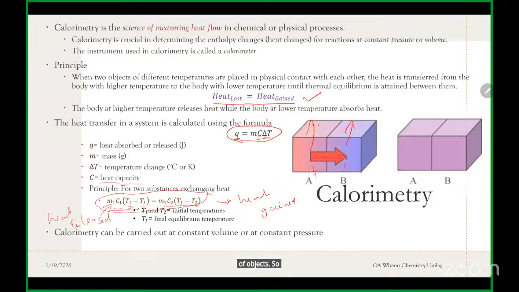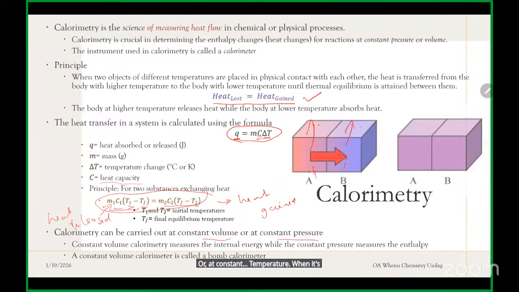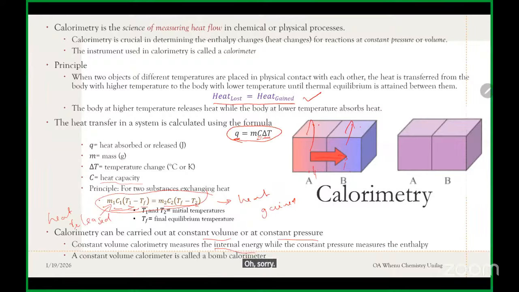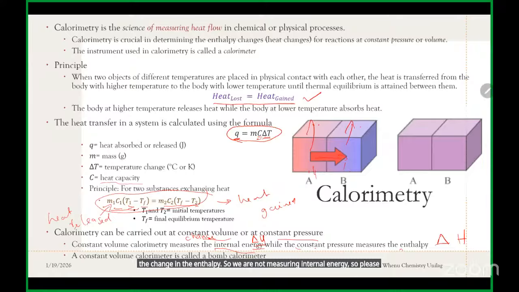The process can be carried out at constant volume or at constant pressure. When it's at constant volume, we are measuring the change in internal energy. When it's at constant pressure, we're measuring the change in enthalpy. So we are not measuring internal energy itself, but the change in internal energy or the change in enthalpy. Please correct the slides while you're going through them.